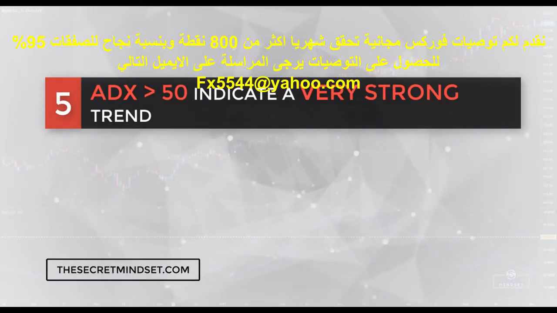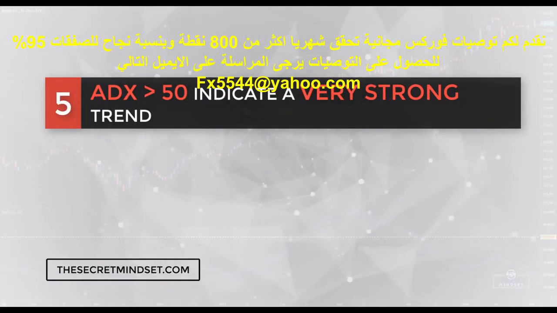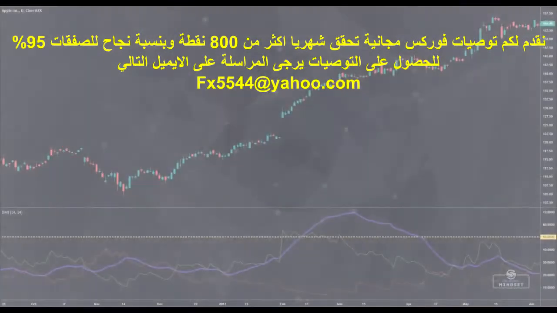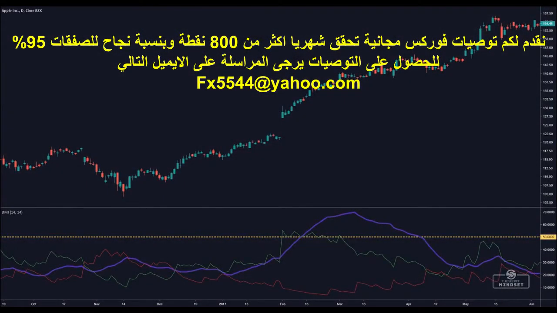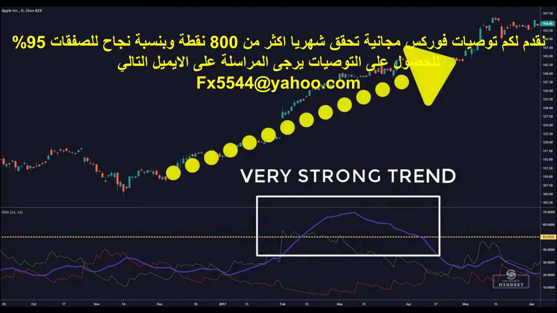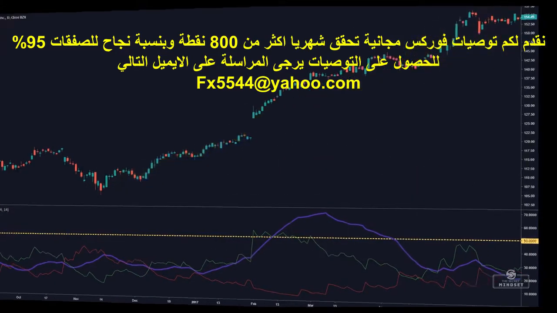ADX. Values over 50 of the ADX indicate a very strong trend. Check out this chart. Look at the ADX line hitting the 50 level. This implies a very strong bull rally. These movements are rare, but they do happen.